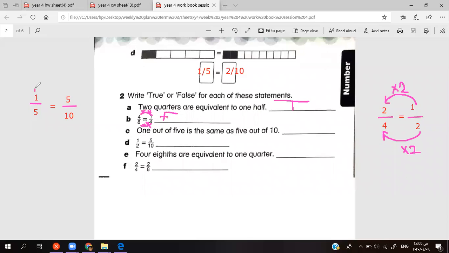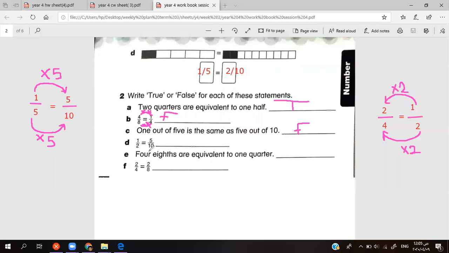Let me see. 1 times what gives me 5? 1 times 5. Do I do it down or up? I must do it down. If I do down times 5 and it gives me the right answer, then they are equivalent. Does 5 times 5 give you 10? No, 5 times 5 gives me 25. So definitely they are not equivalent.